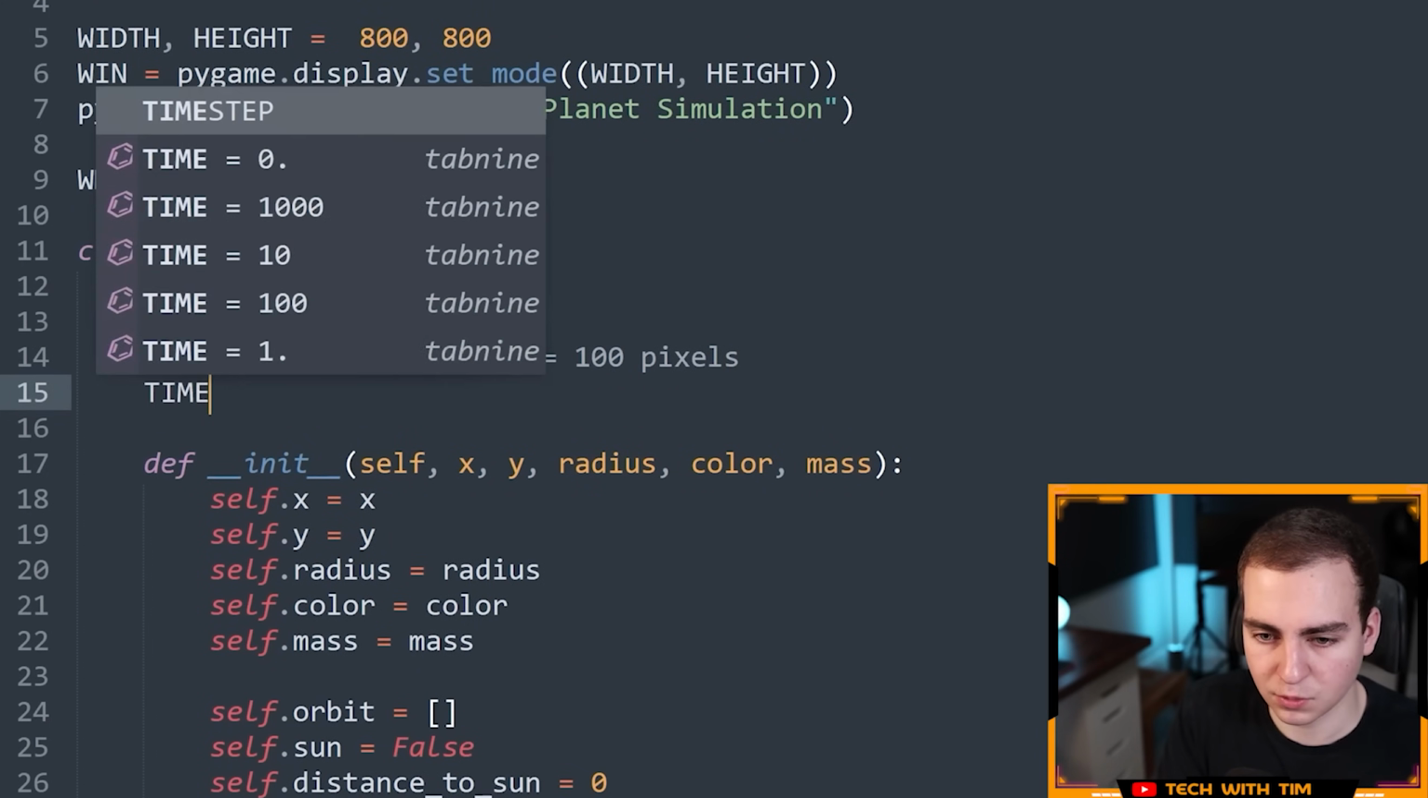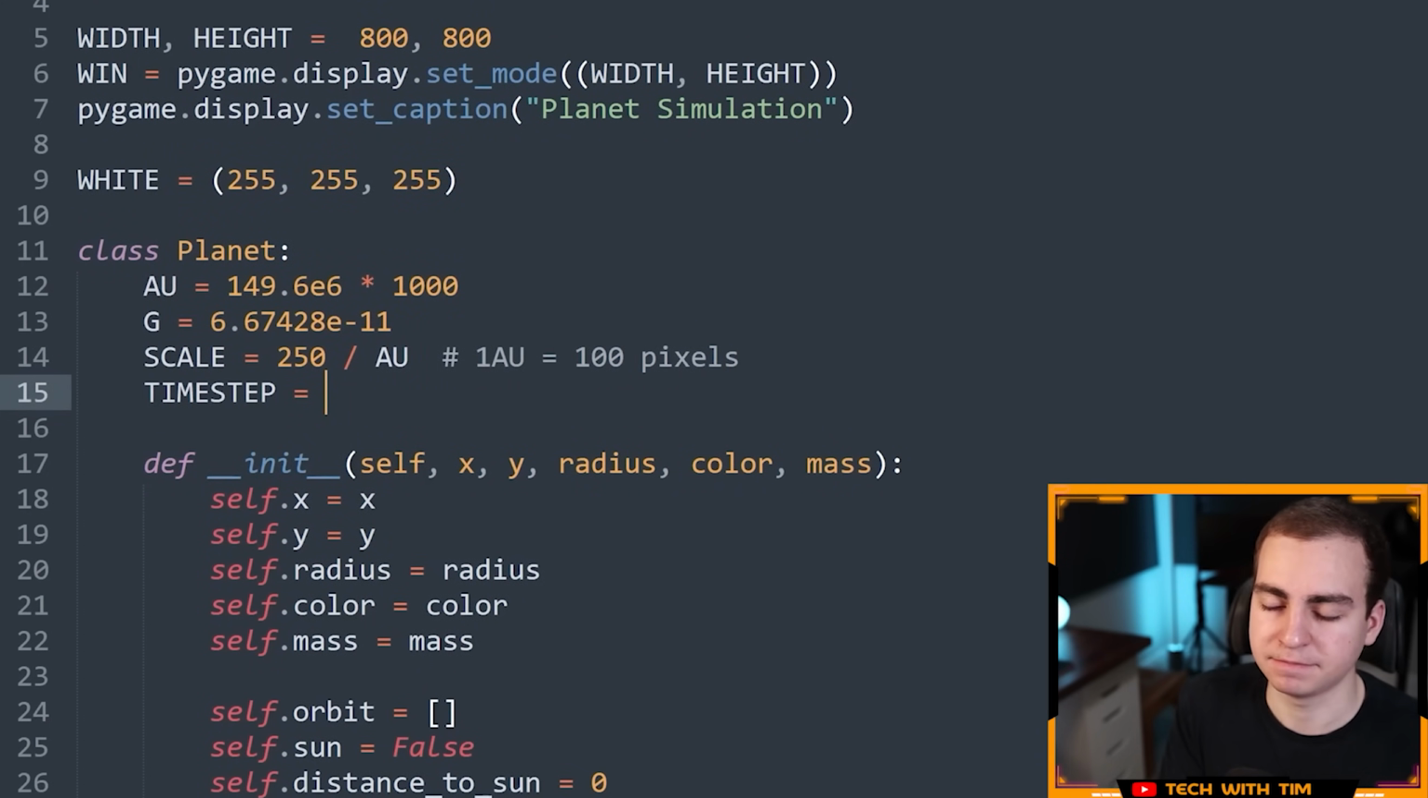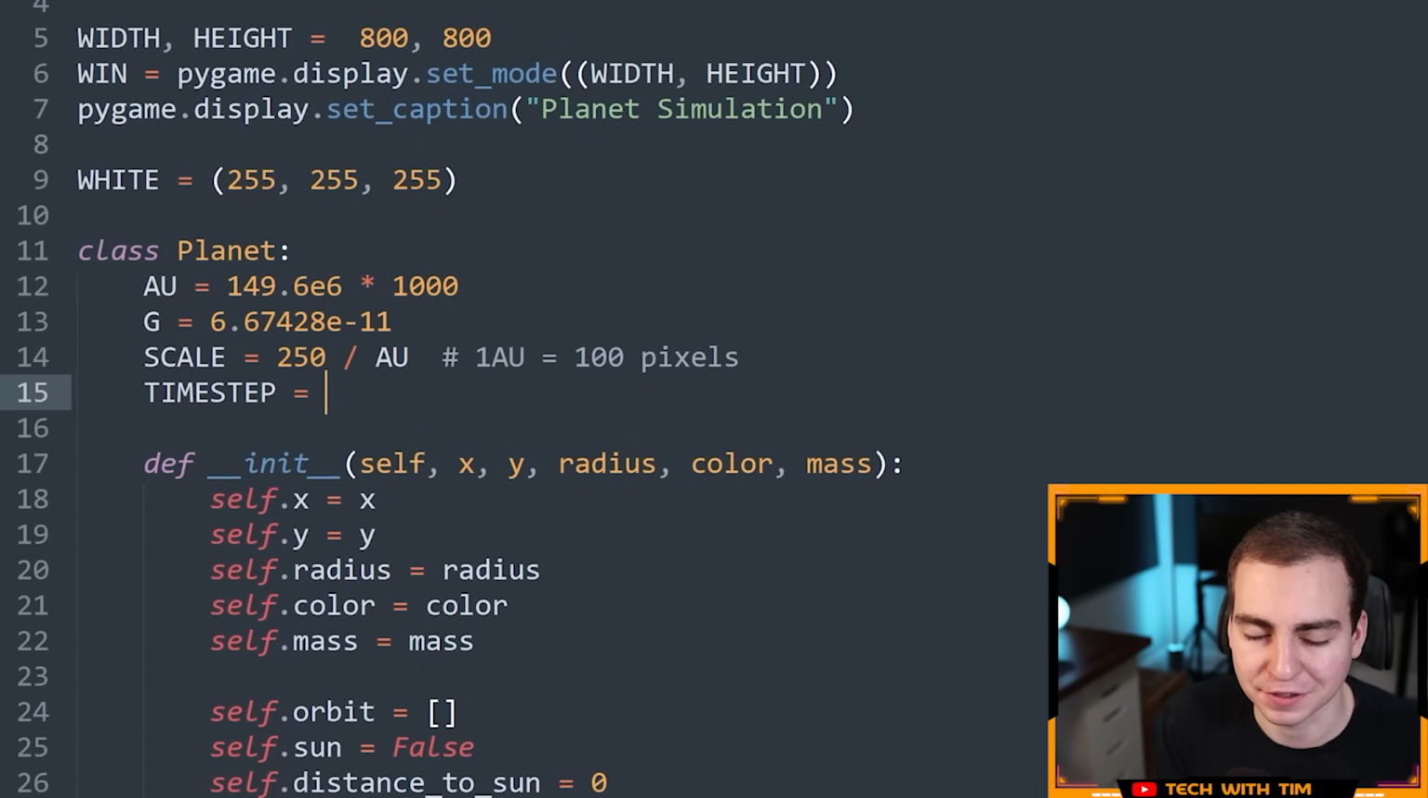And then the last thing I want is the time step. And this is going to represent how much time I want to simulate as being elapsed. So the idea here is every time I update the frame, I'm going to pass a certain time step and say, okay, I want to look at 1 hour of this planet's movement at a time, or 1 day of this planet's movement at a time. Because I don't want to look at 1 second. It's going to take a really, really long time to simulate. Instead, I want to look at a larger time step.